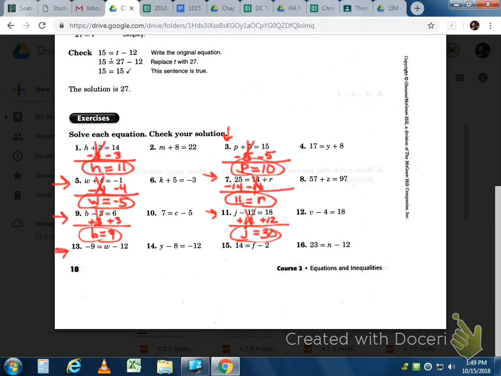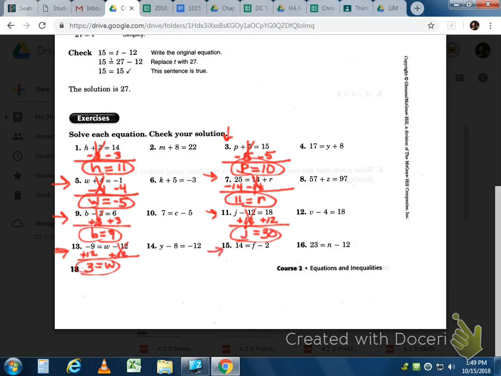You'll get 2 then. Okay. We want to get W alone. What do I got to do? Plus 12 under both sides. So I'm in the hole 9 and I gain 12. W equals 3. Good.